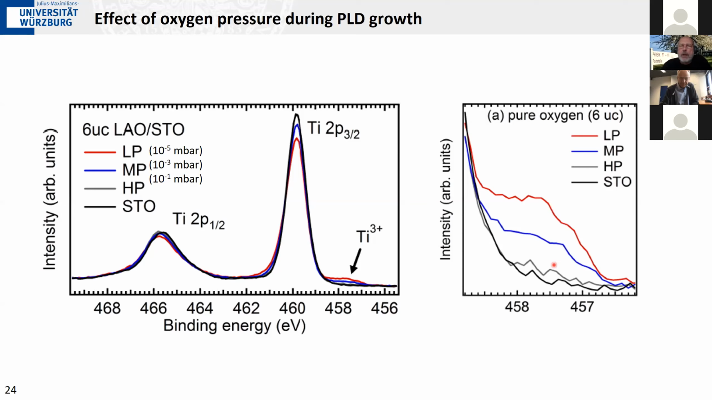And obviously, there is some electron doping into the 3D shell because we have an increase of titanium-3+ signal, which means the 3D shell is in a D1 configuration and not D0 as you would expect from bulk STO. By the way, the black curve here is bulk STO, where you have no 3+ signal whatsoever.